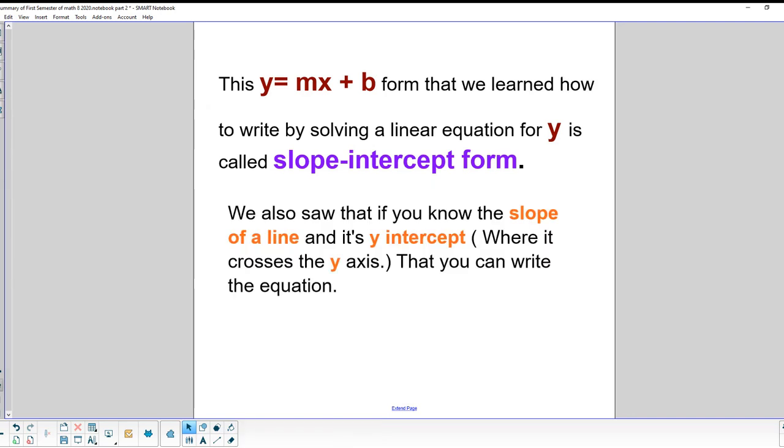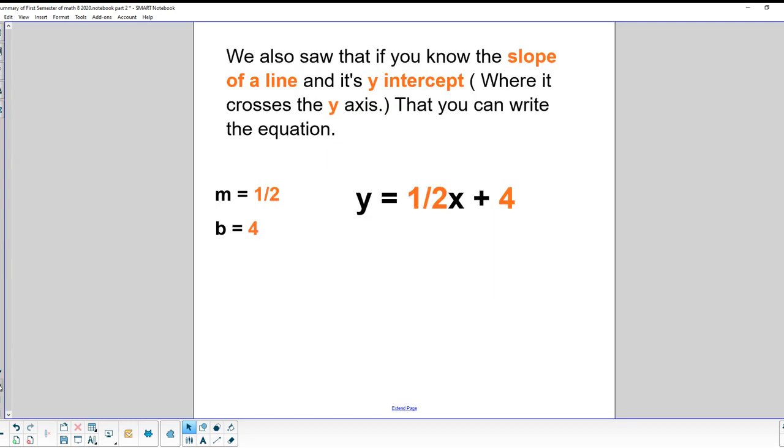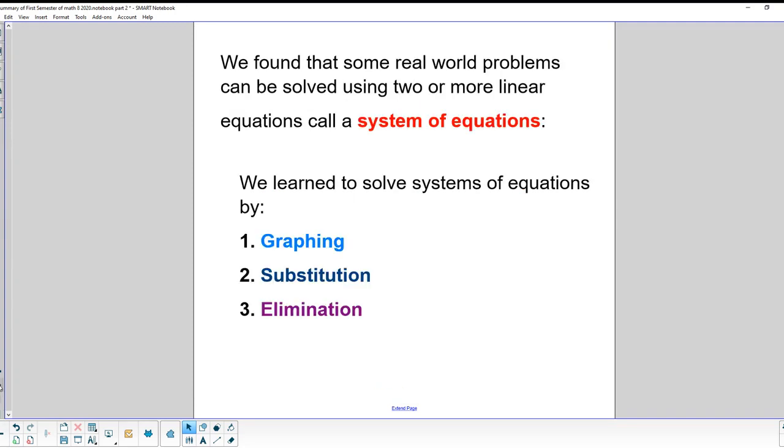We also saw that if you know the slope of a line and its y-intercept, where it crosses the y-axis, you can write the equation that way. So if you just have those two pieces of information, you can actually write the equation. For example, if m is 1/2 and b equals 4, the equation is y equals 1/2 x plus 4. We did mention that if you look at just a few points on a line on a coordinate system, you can trace that line, find the slope, see where it crosses the y-axis, and write the equation that way as well.